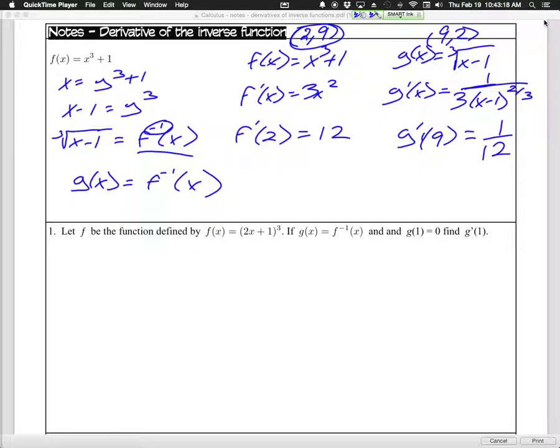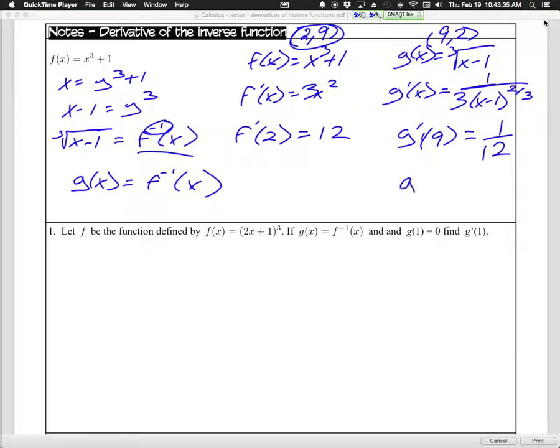So what we do is find the derivative of x, then plug in the x. You find the derivative of the x, you plug in the x, and then the inverse is the answer. Not true. Okay, so here's what the problem is going to ask you to find.